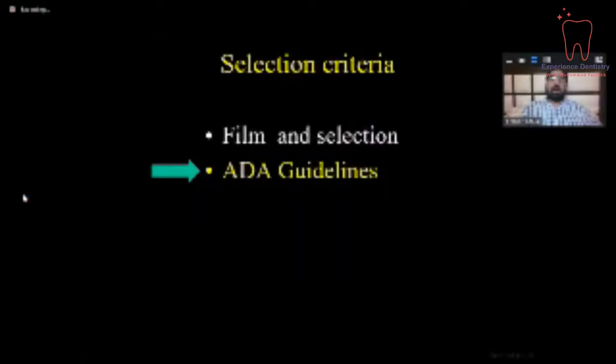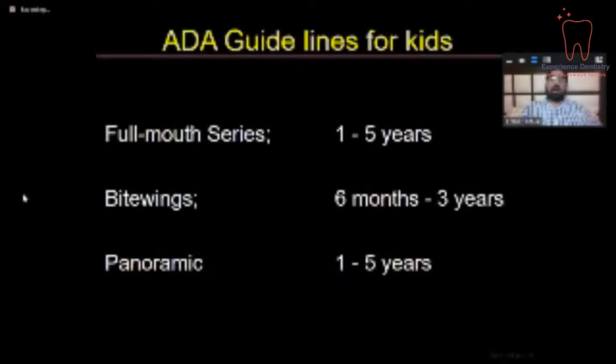Then what is the guideline of the American Dental Association? Full mouth series is up to 5 years. Then bitewing is for less than 5 years, that is 6 months to 3 years. Just take the bitewing X-ray, do not go for the root X-ray or periapical X-ray. A panoramic view is generally very difficult to take for children, but you can go ahead from 1 to 5 years. That is the guideline for kids by the American Dental Association.